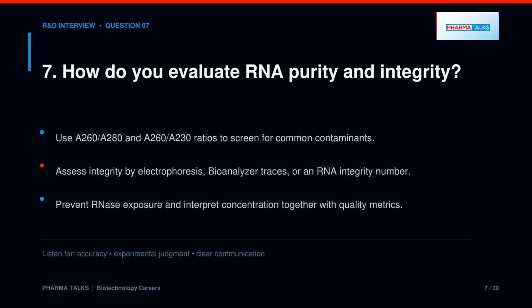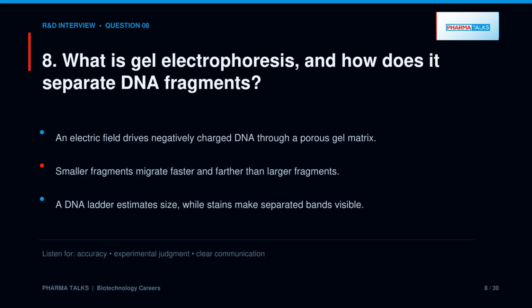Gel electrophoresis separates DNA mainly by fragment size. Because DNA is negatively charged, it moves toward the positive electrode through a porous gel. Smaller fragments migrate more easily and therefore travel farther. A DNA ladder provides a size reference, while fluorescent or visible stains allow the resulting bands to be detected. Question 9. How does DNA sequencing work?